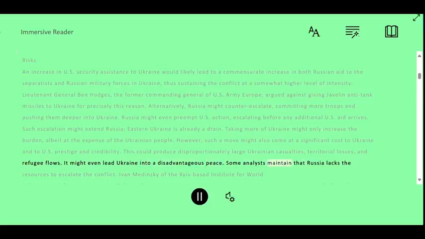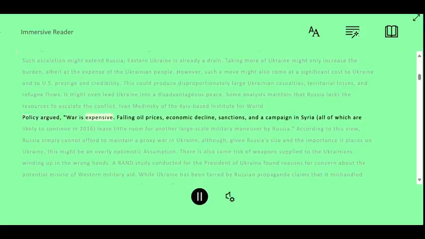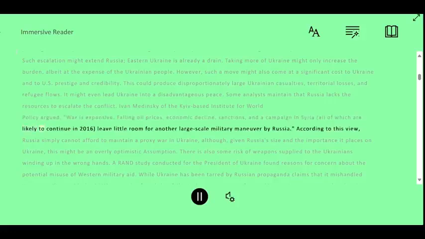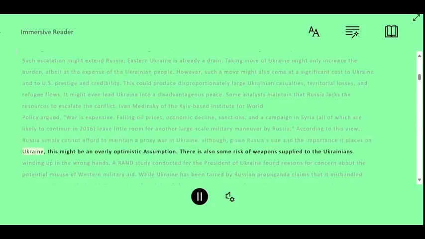Some analysts maintain that Russia lacks the resources to escalate the conflict. Ivan Medinsky of the Kiev-based Institute for World Policy argued, "War is expensive." Falling oil prices, economic decline, sanctions, and a campaign in Syria, all of which are likely to continue in 2016, leave little room for another large-scale military maneuver by Russia. According to this view, Russia simply cannot afford to maintain a proxy war in Ukraine, although, given Russia's size and the importance it places on Ukraine, this might be an overly optimistic assumption.